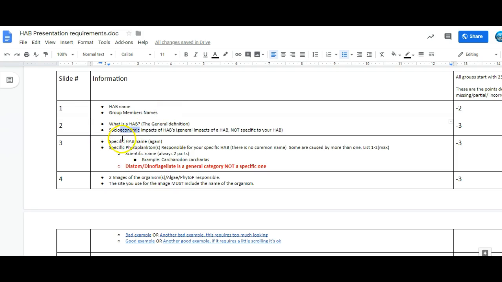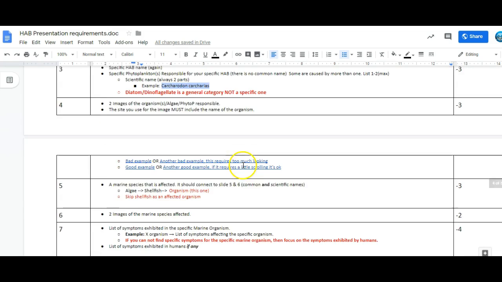Specific HAB name. Okay. Now this one is just like red tide, brown tide, but now I want the specific phytoplankton or organism that is causing this. Again, it's always 2 parts. So like if you take a look at the shark here, this is a great white shark. Again, it's a 2-part name. If you're unsure, again, make sure you ask me so that we can take a look.